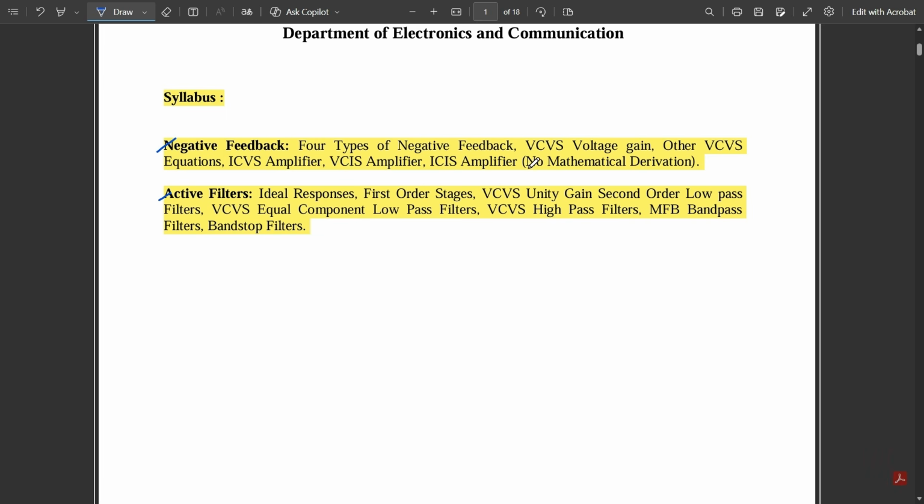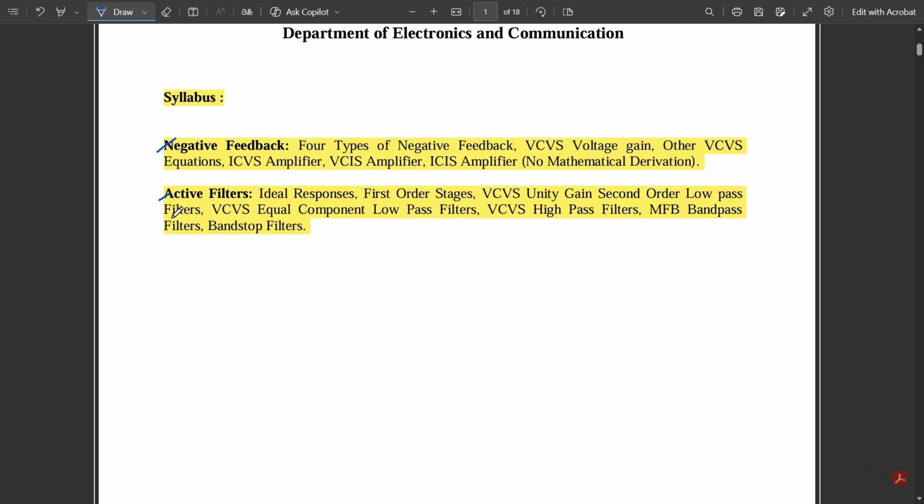No mathematical derivations, so that is a good thing for you guys. There is no derivation part, only the circuit diagram along with some of the formulas for all these amplifiers. The input impedance, output impedance, frequency, power, everything we are going to be discussing with respect to these amplifiers. So this is with respect to negative feedback.